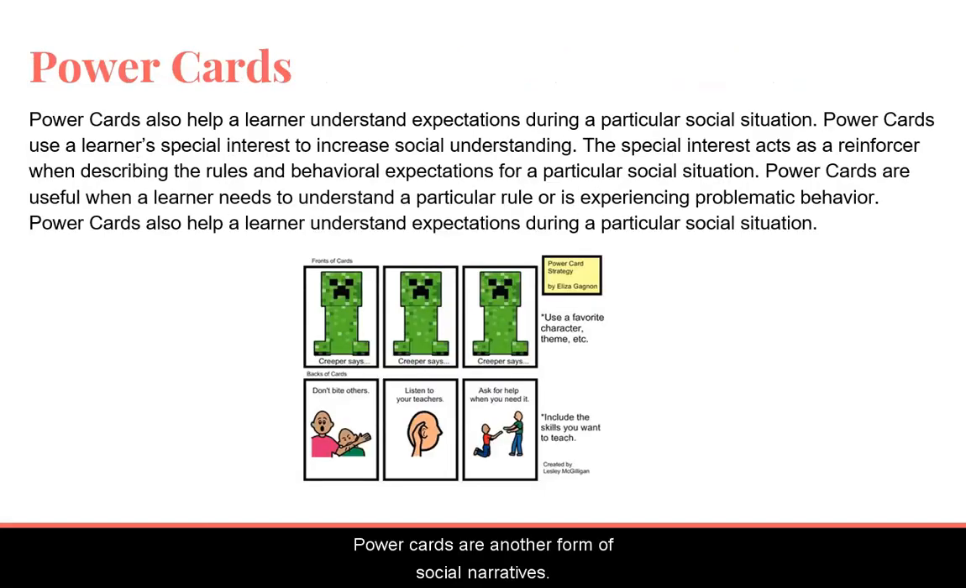Power cards are another form of social narratives. They are used to help a learner understand expectations during a particular social situation. Power cards are unique in that they use the learner's special interest to increase social understanding. The special interest itself acts as a reinforcer for the learner as it describes the rules and behavioral expectations for a social situation. Power cards are useful when the learner needs to understand a particular rule or is experiencing problematic behavior. Power cards can also help a learner understand the expectations during a particular social situation.